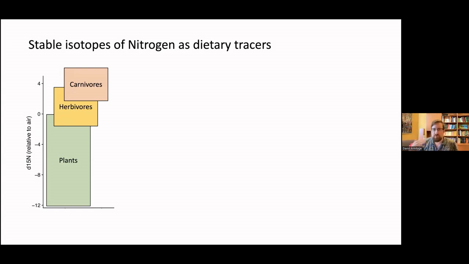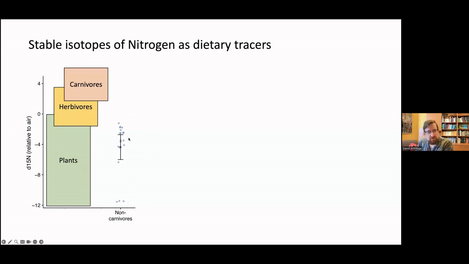And through the actions of feeding, like fixing that nitrogen from the atmosphere and then moving it up through the food chain, digestion and metabolism differentially favor the heavier nitrogen or the lighter nitrogen in different proportions. So what we can do is use the relative abundance of this 15N isotope to estimate what kinds of foods things are feeding on. It's sort of a marker of trophic level.